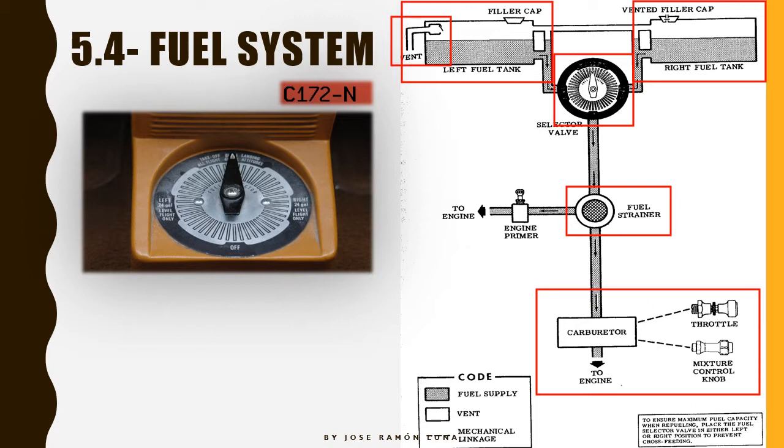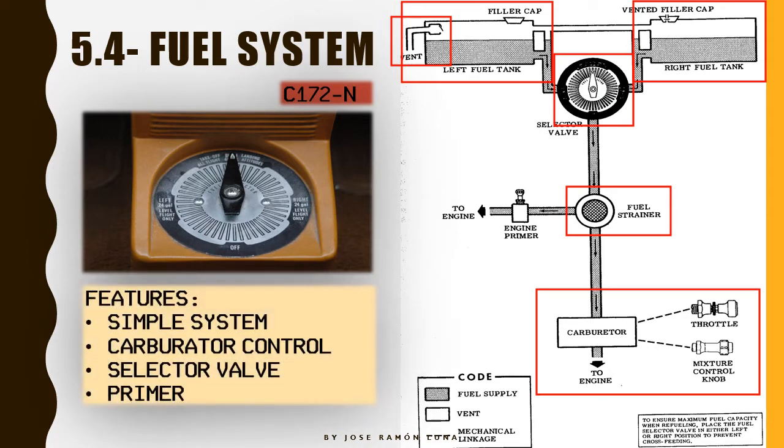All right, so this is simple. We have two fuel tanks, a selector, a couple more systems, and we are at the engine. So it's a really simple system, right? It features a carburetor control, a selector valve, and a primer. Those are the really big things you have to remember about the Cessna 172 November engine fuel system.